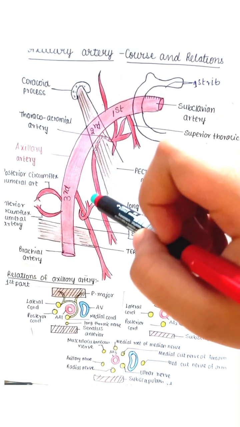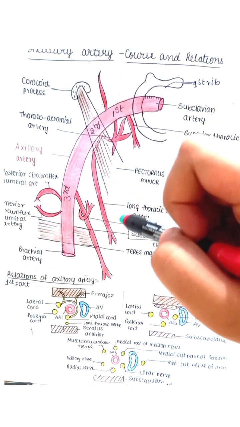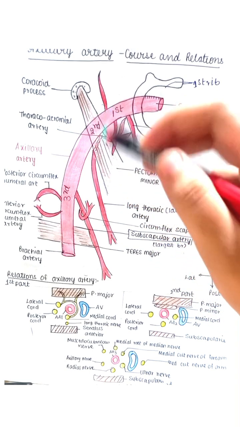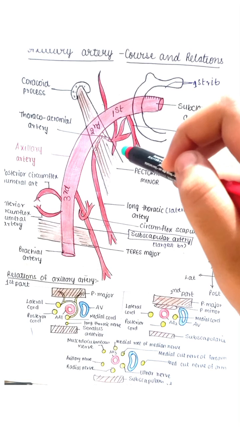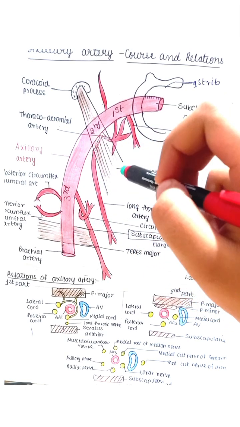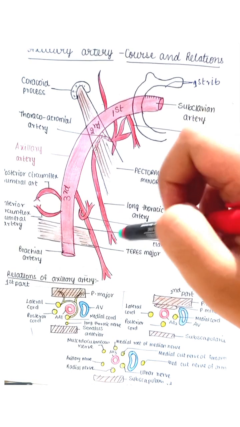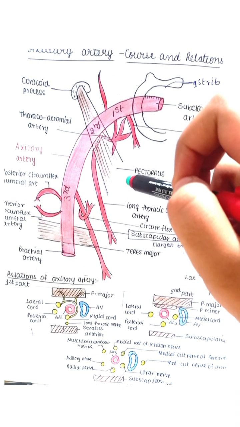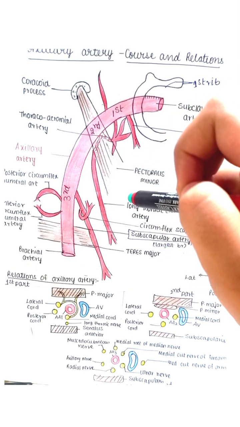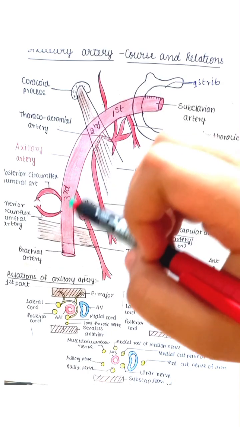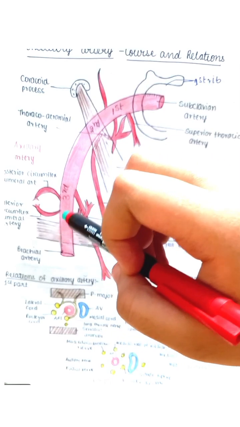Now coming to the long thoracic artery. This long thoracic artery emerges at the inferior border of the pectoralis minor muscle, and it supplies the pectoralis major, minor, and serratus anterior muscles. Now, this lateral thoracic artery is large and provides important supply to the breast in females. Now, the third part has three branches.